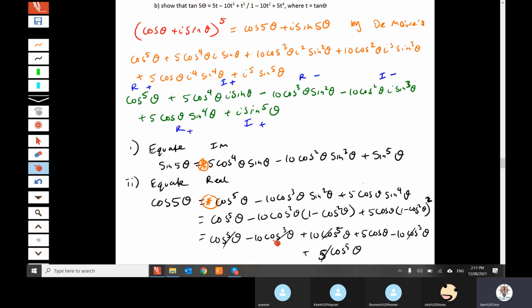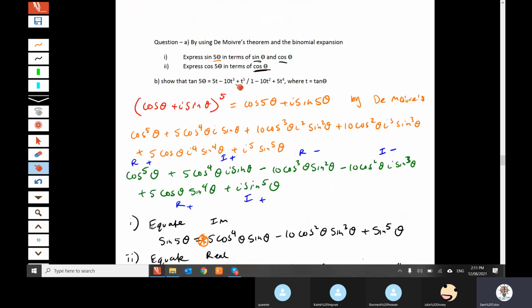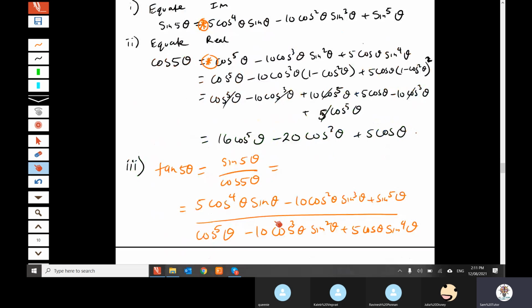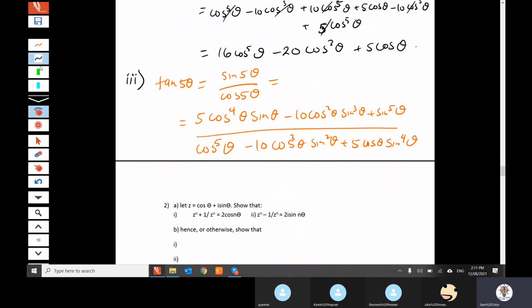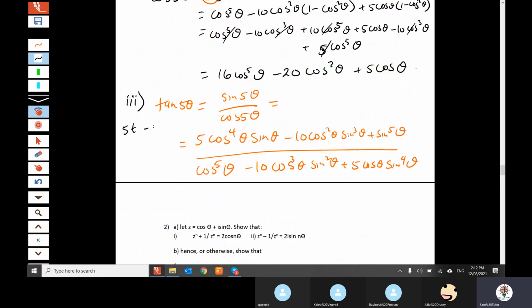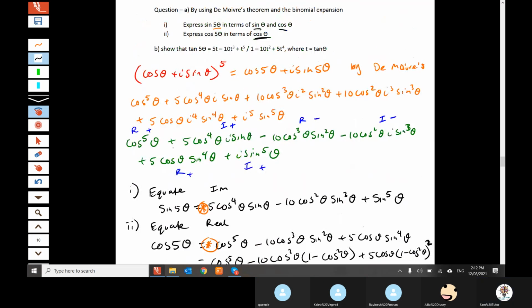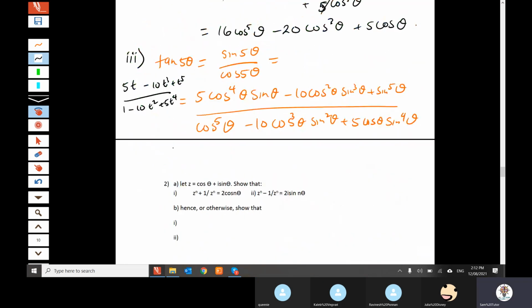Okay. But look at what I wanted. I wanted this: 5t minus 10t cubed plus t to the 5, where t represents tan theta, over 1 minus 10t squared plus 5t to the 4. But look at what I've got. I'm going to write it again here so you can see it. Can anyone tell me how I'm going to end up with this from what I've got in orange? T stands for tan, by the way.